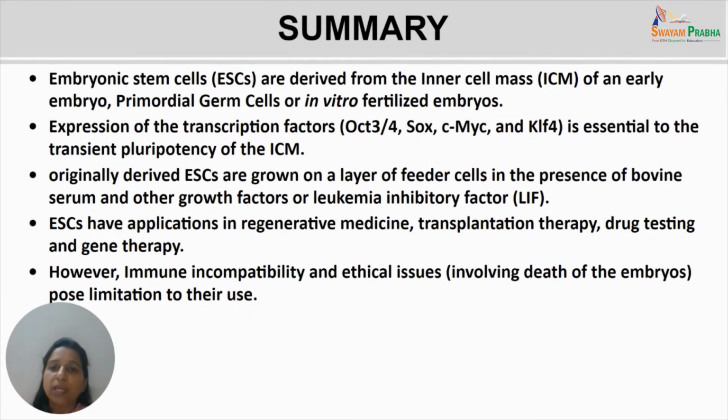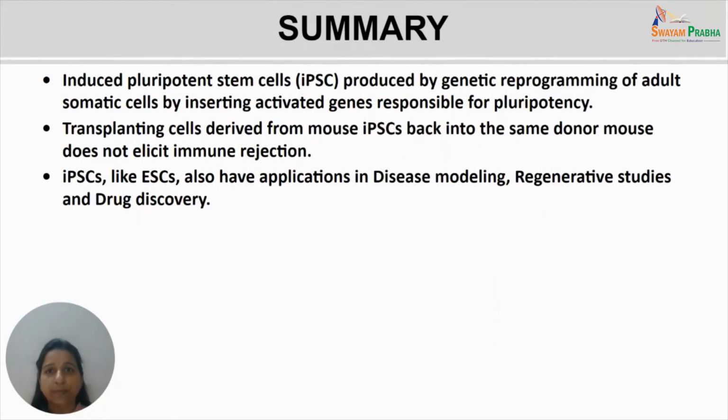Embryonic stem cells have applications in regenerative medicine, transplantation therapy, drug testing, and also in gene therapy. However, immune incompatibility and ethical issues involving death of the embryos pose limitations to their use. Hence, induced pluripotent stem cells, or the iPSCs, which are produced by genetic reprogramming of adult somatic cells by inserting activated genes responsible for pluripotency, can be used as an alternative for embryonic stem cells.